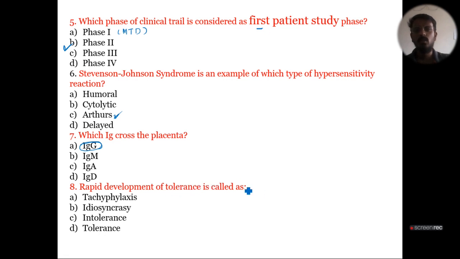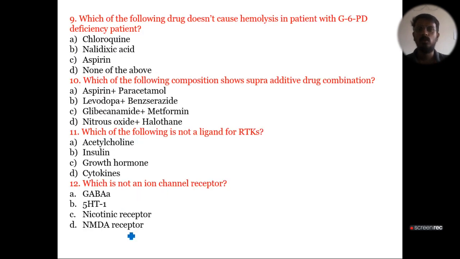Rapid development of tolerance is called tachyphylaxis. Tachyphylaxis means rapid development of tolerance. Idiosyncrasy is a type of hypersensitivity reaction. Tolerance and intolerance are associated with a decreased response of the drug for a particular disease.